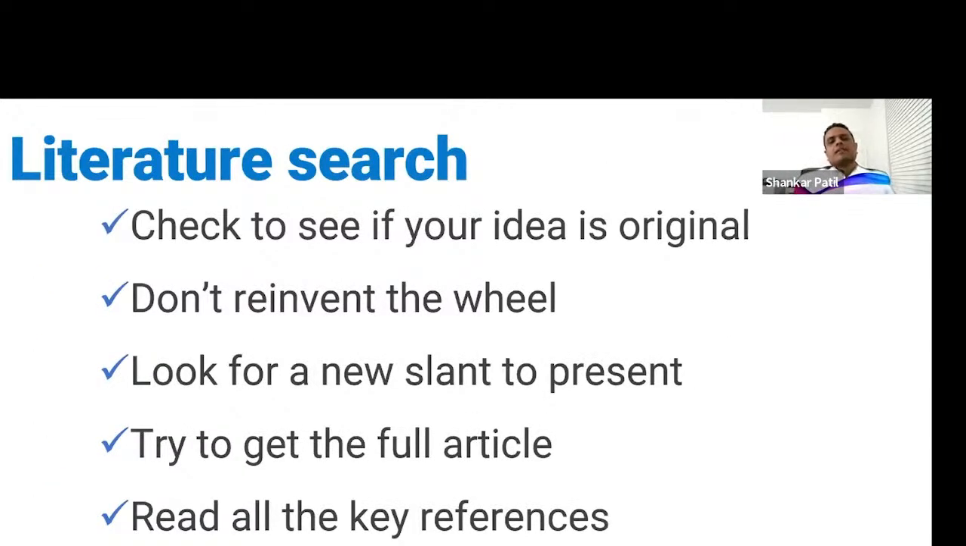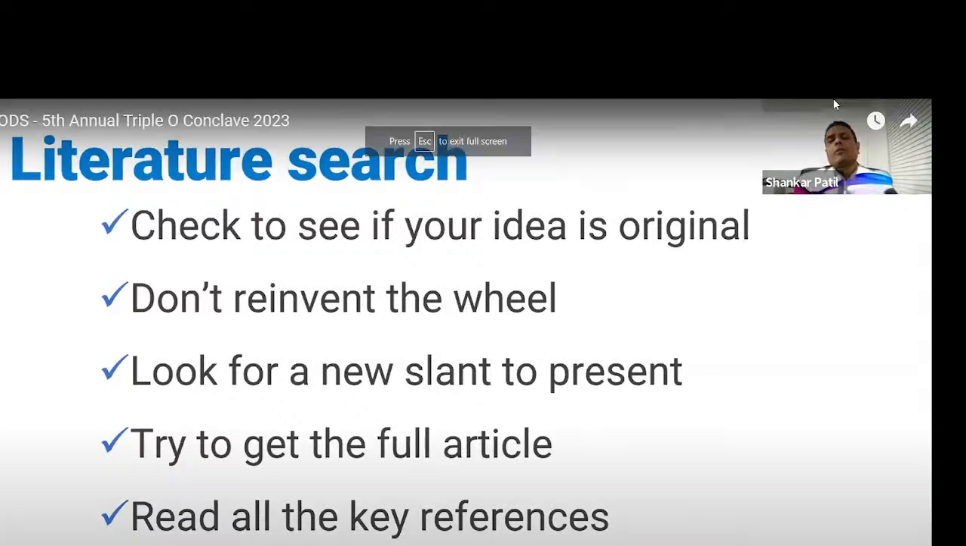In literature search, once you get any idea after doing a thorough literature search, check to see if your idea is original, because we feel this idea is very novel, but when you see, there will be so many articles already published on that particular topic. So check to see if your idea is original. Try to get the full article and read all the key references, and most of these will be very important when you are trying to write the manuscript. So literature search is very, very important.